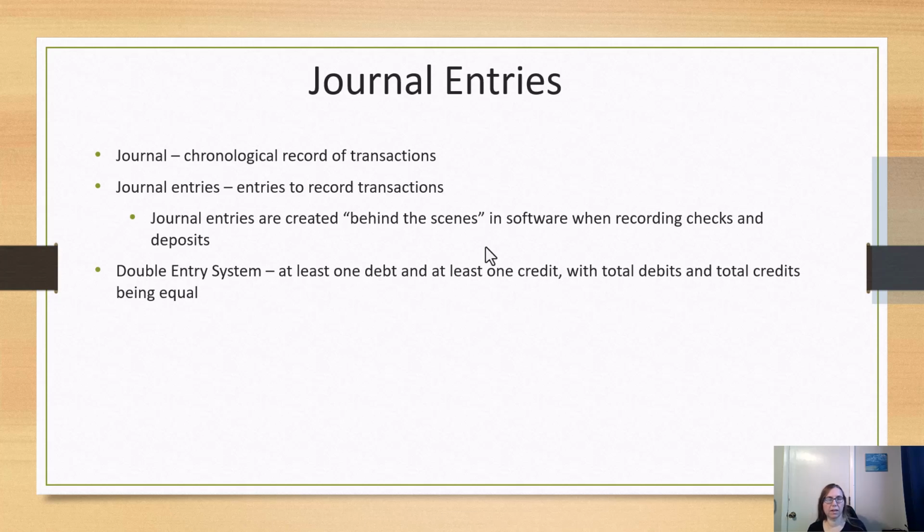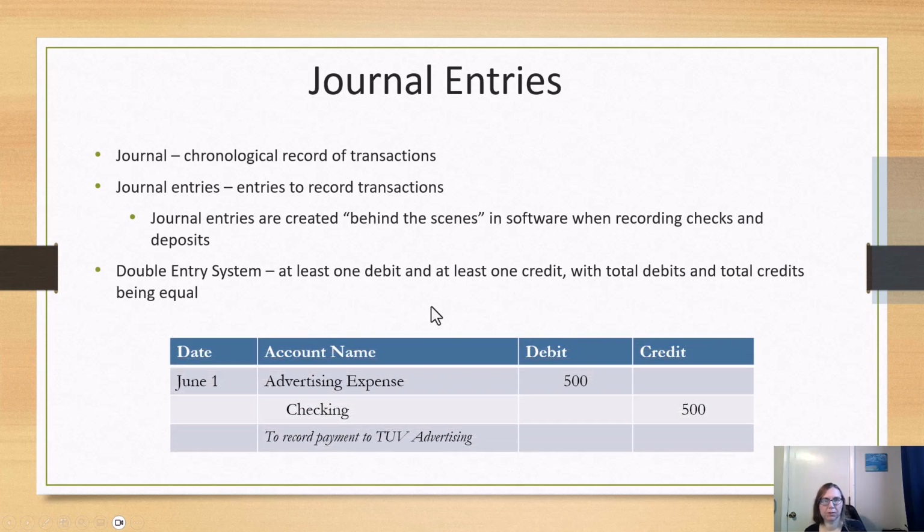And again, you always have to have at least one debit. And I made a mistake on my slide. I need to change that. At least one debit and at least one credit, with total debits and credits being equal. And I'm gonna fix that. Okay, I fixed that. So I'm just gonna show you an example of a journal entry.